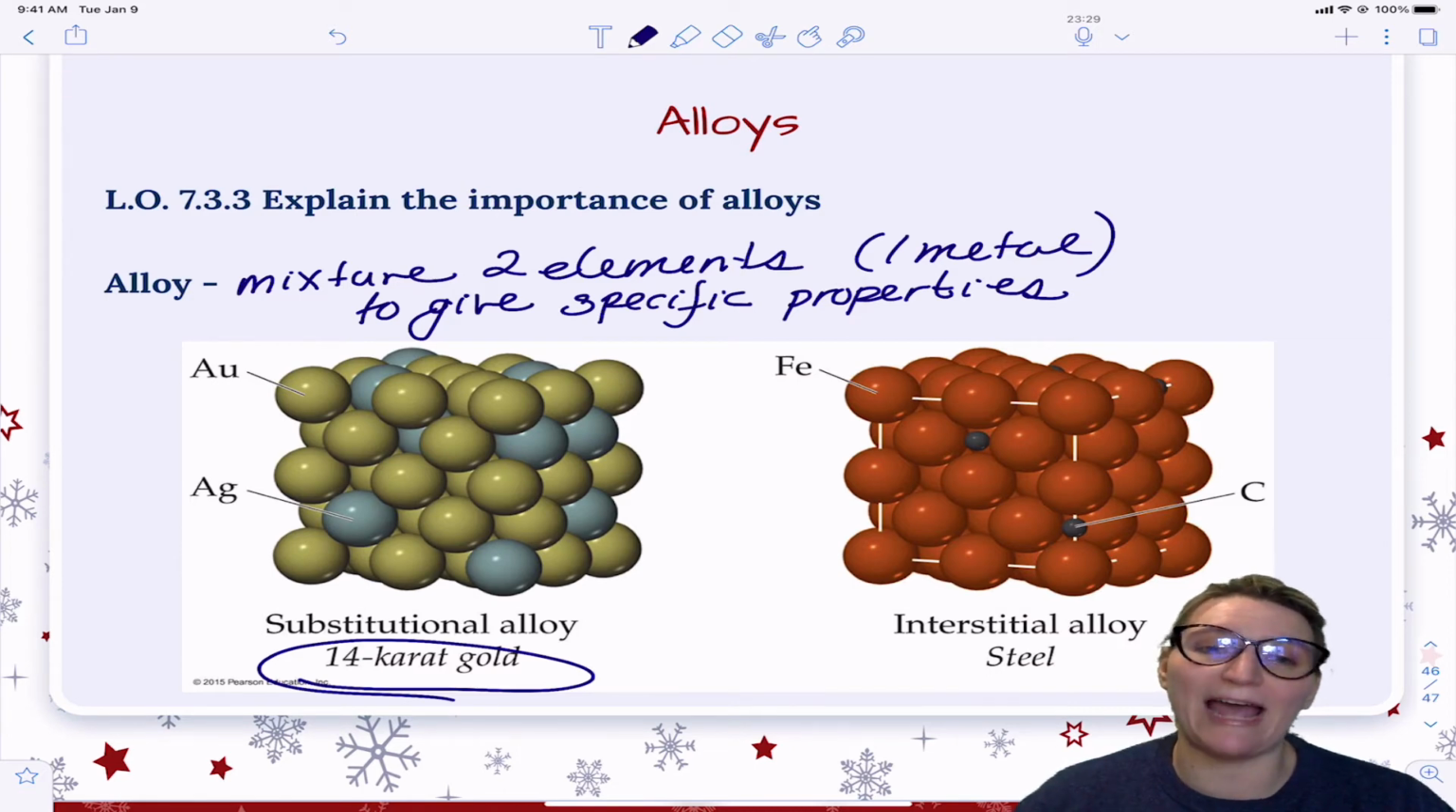So what we do is we add another element to it. In this case, with 14 karat gold or 12 karat gold or 8 karat gold or 18 karat gold, we will often add silver, sometimes copper.